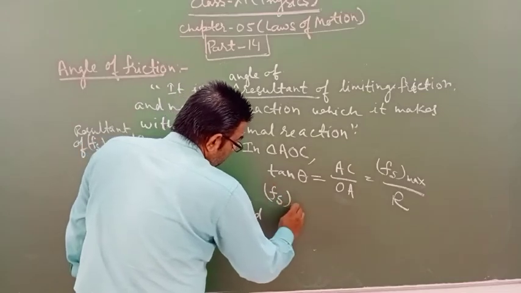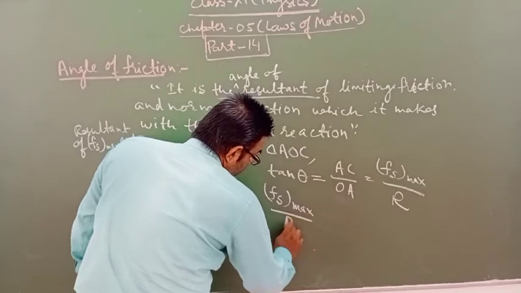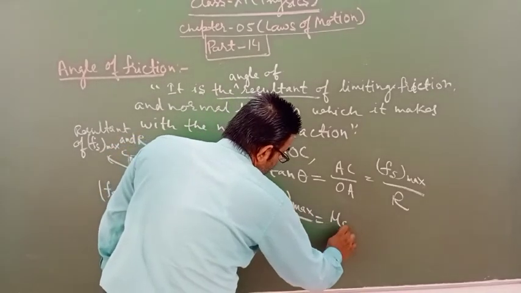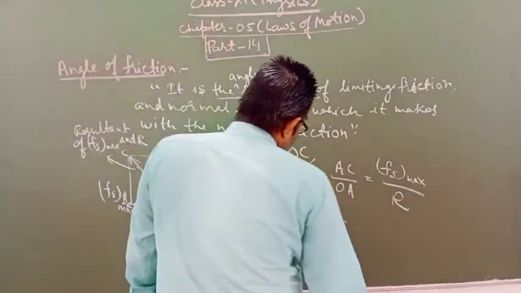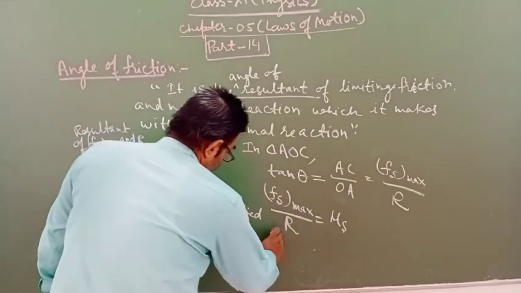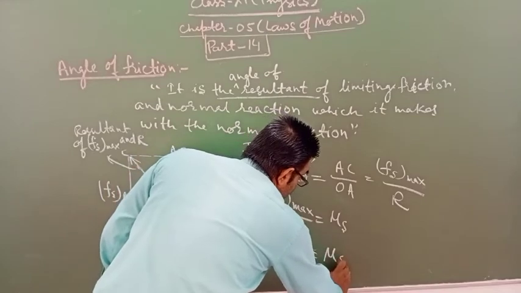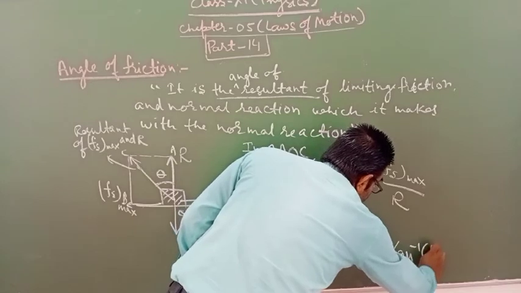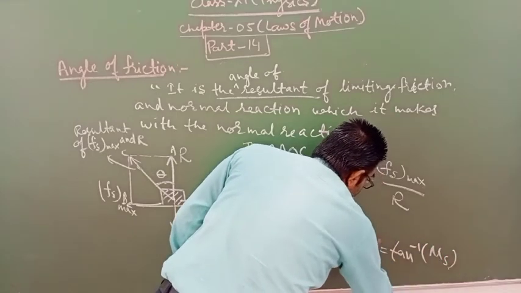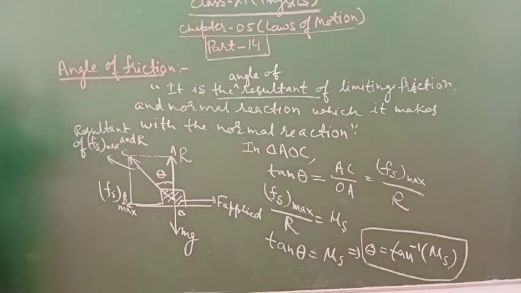As we had studied, Fs max upon R is called μs, the coefficient of static friction. From here we can write that tan theta is equal to μs. It implies that theta is equal to tan inverse μs. This is the angle of friction: theta is equal to tan inverse μs.